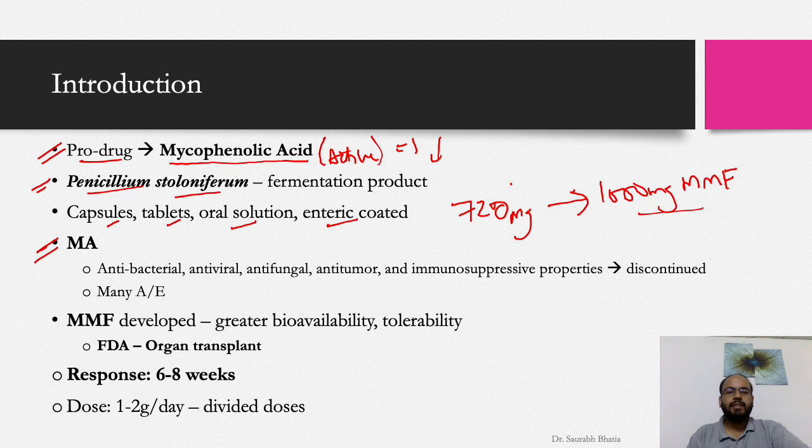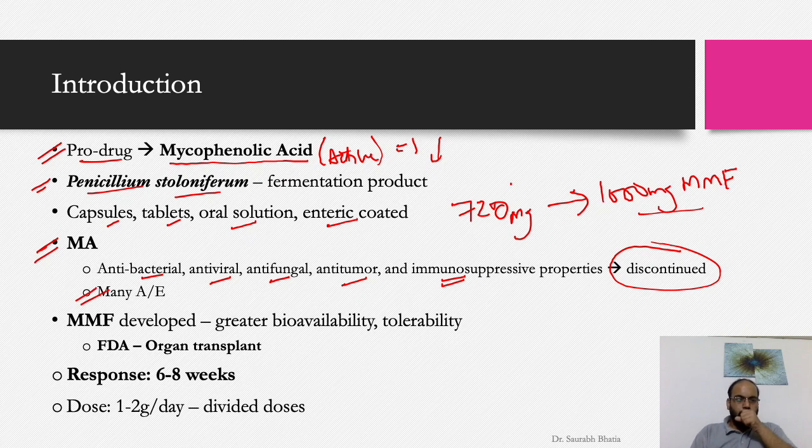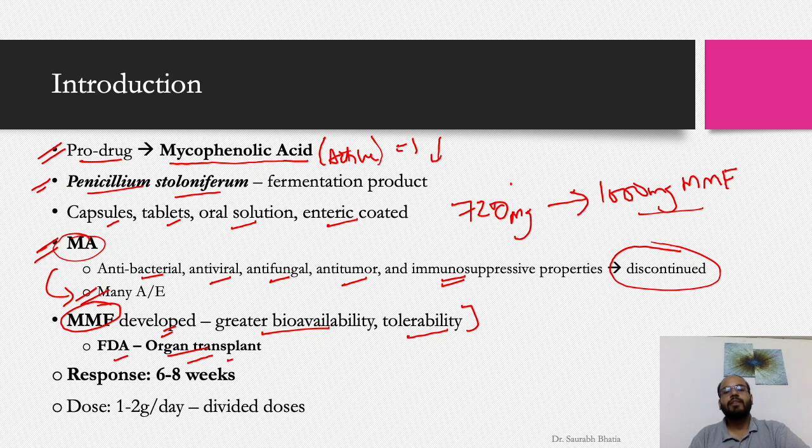Now, mycophenolic acid was found to have antibacterial, antiviral, antifungal, anti-tumor properties. Additionally, it also had immunosuppressive properties, but its use has now been discontinued because it was associated with many adverse effects. So now we are using MMF, which is a prodrug for mycophenolic acid. MMF was developed with greater bioavailability and tolerability, and because of that it received FDA approval for use in organ transplant patients. So like all immunosuppressives, MMF was initially approved for organ transplantation.